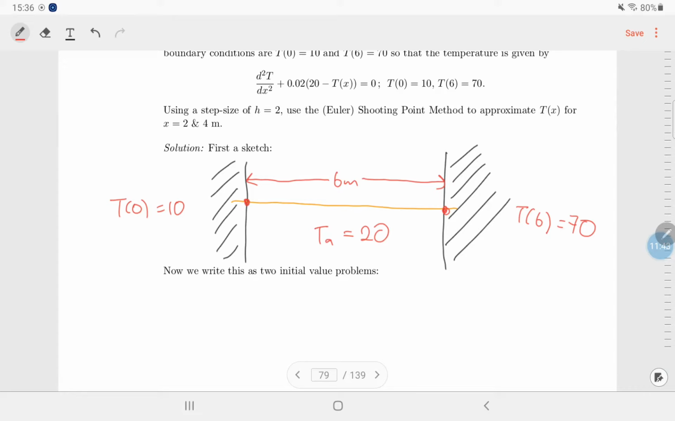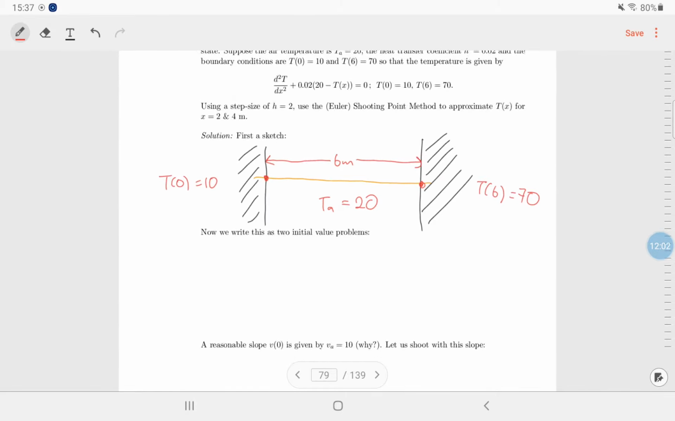So what's definitely going to be the case is at 0 the temperature is going to be 10, at 6 the temperature is 70, and in between, well, we'll see what happens. But because the air temperature is 20, it's going to be a bit lower. But if there isn't much heat transfer between the rod and the air, well, what's going to happen?